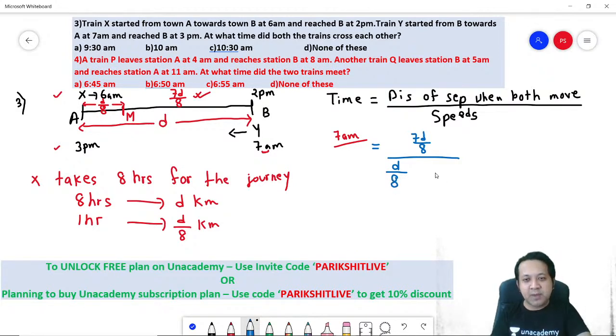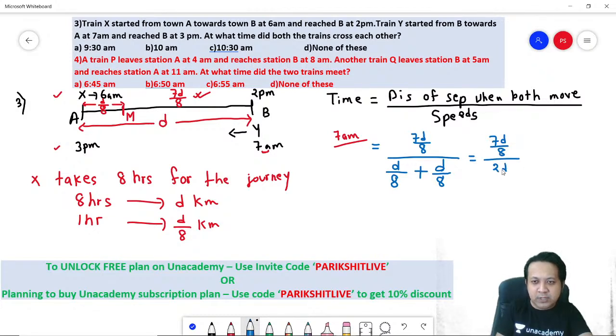What about the second person? Again, speed is not given. Speed is distance divided by time. The distance between the two places is D. He starts at 7 a.m. and reaches at 3 p.m., so he too takes 8 hours. So this comes out to be 7D by 8 divided by 2D by 8. D by 8 cancels out. So 7 by 2 is 3.5 hours.